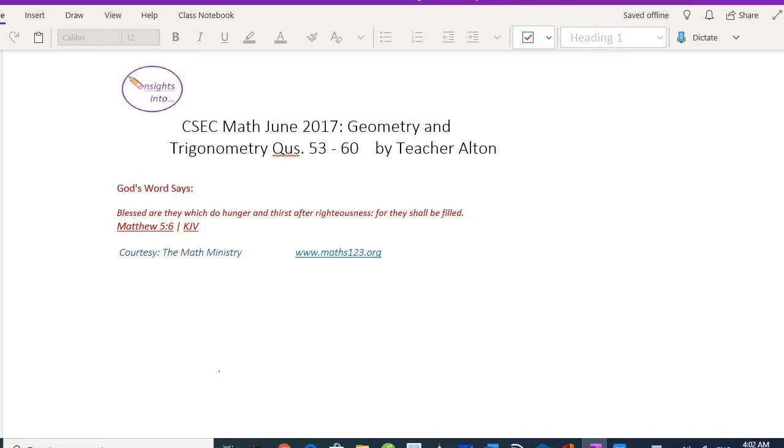So question 53 gives us a pair of lines intersecting, and this first line here is PR, and the other line here is AC. Now we are told that they intersect at the point B, and this angle here is 58 degrees.